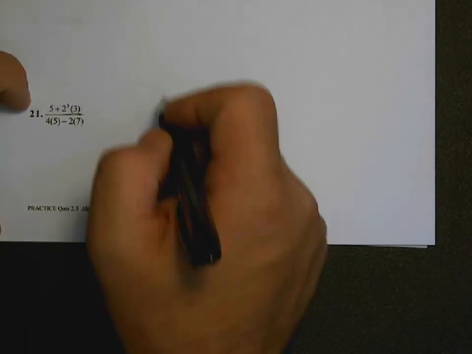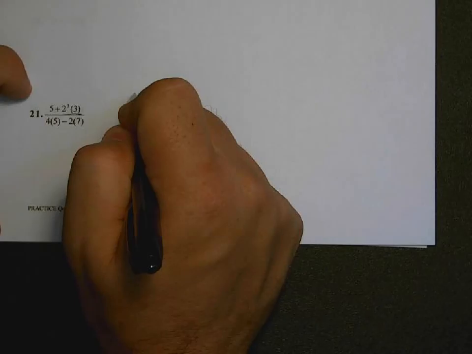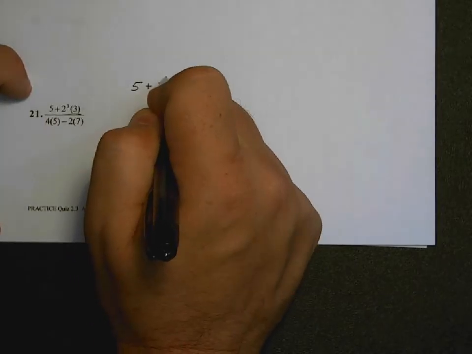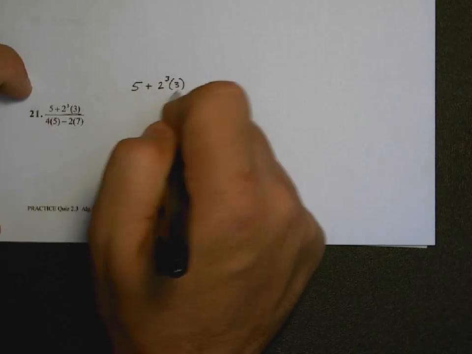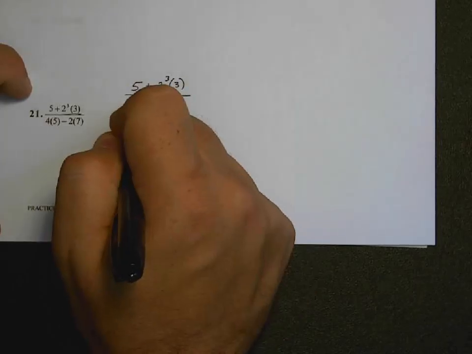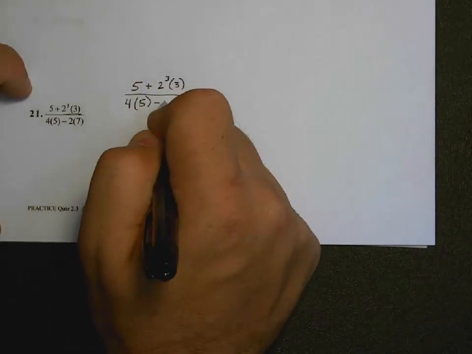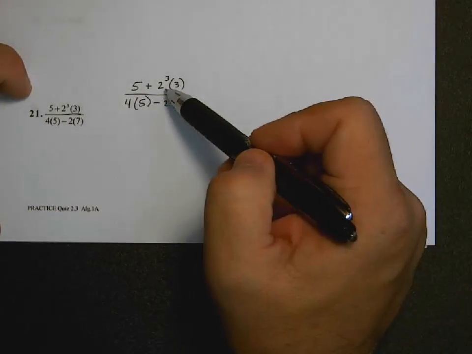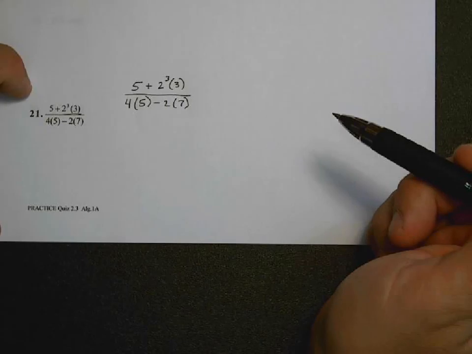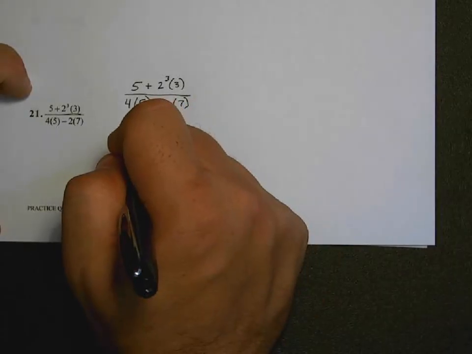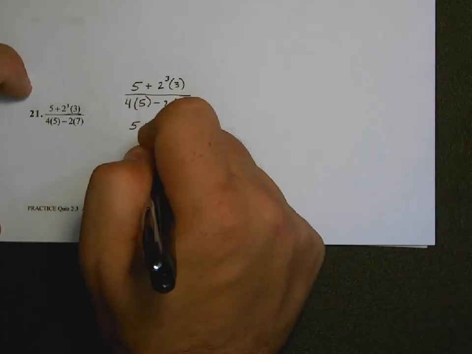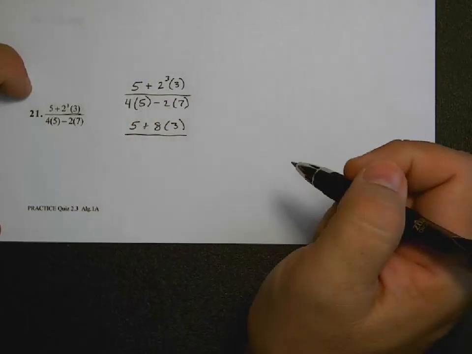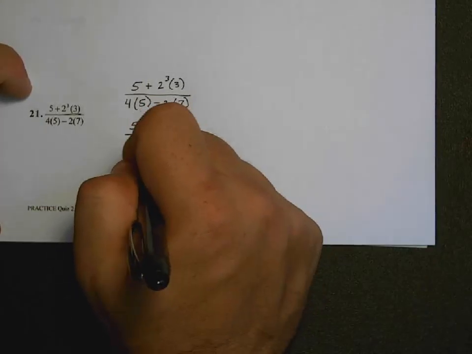So let's go ahead. I'm going to write up above here a little bit. 5 plus 2 cubed times 3, over 4 times 5 minus 2 times 7. Well, our first thing would be to get the exponent done. So that would be 5 plus 8 times 3. On the bottom, we can go ahead and do these two multiplications. So we have 20 minus 14.